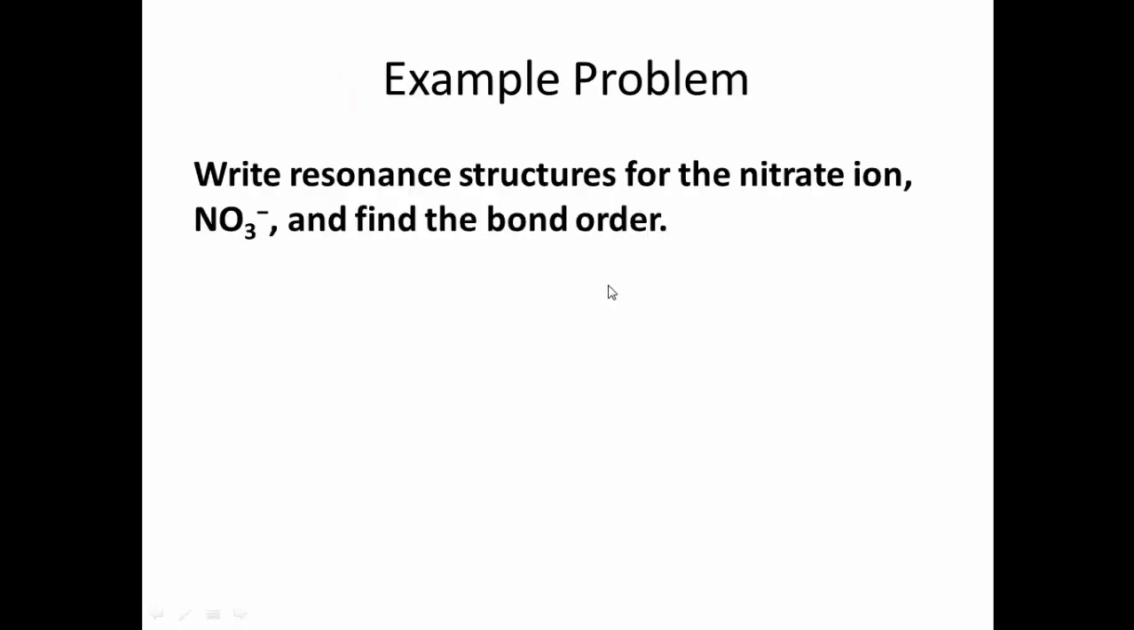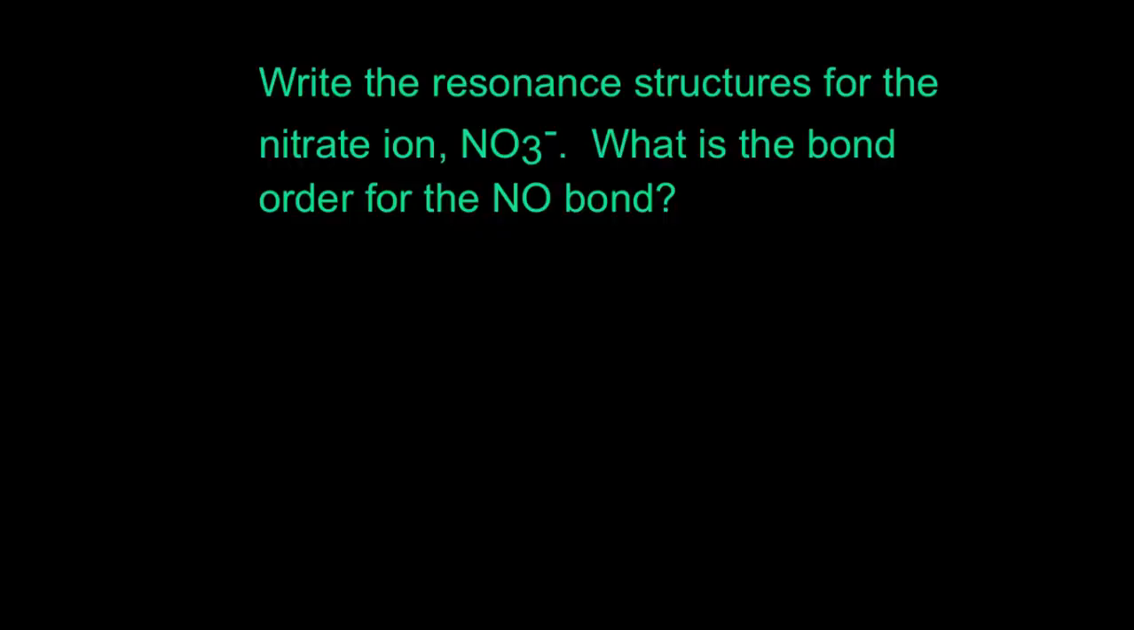So let's do an example problem. Write resonance structures for the nitrate ion NO3- and find the bond order. Write the resonance structures for the nitrate ion NO3-. What is the bond order for the NO bond?